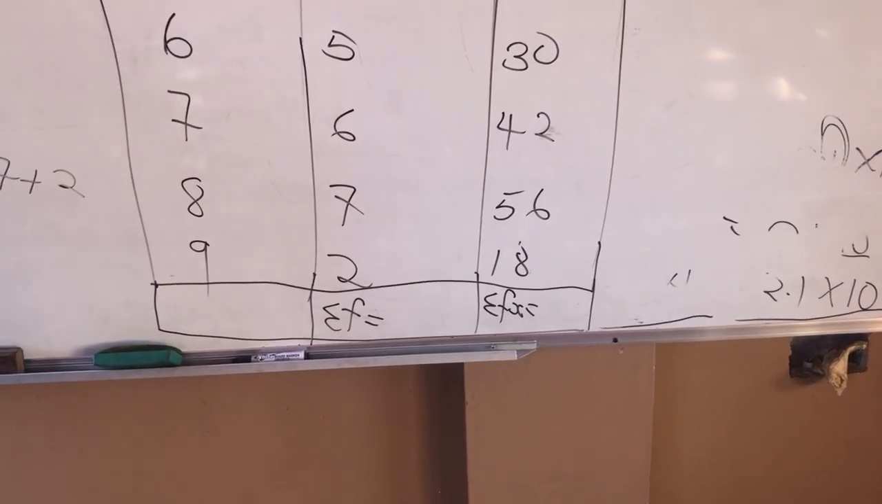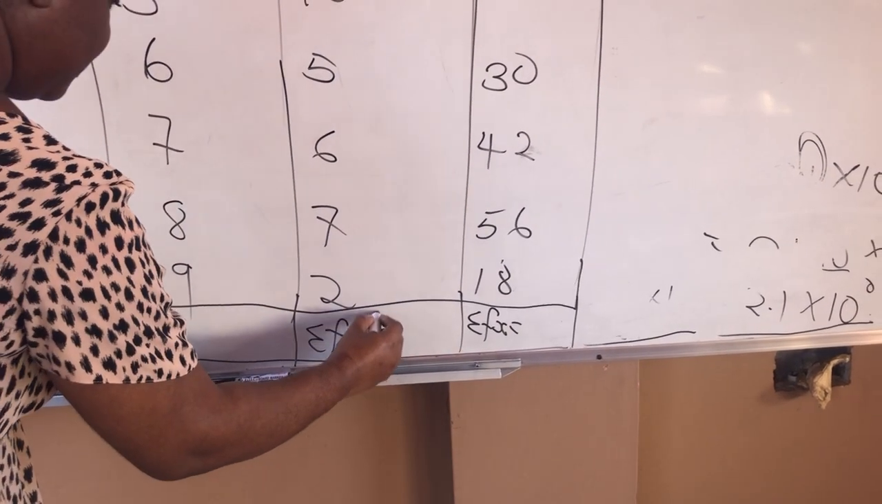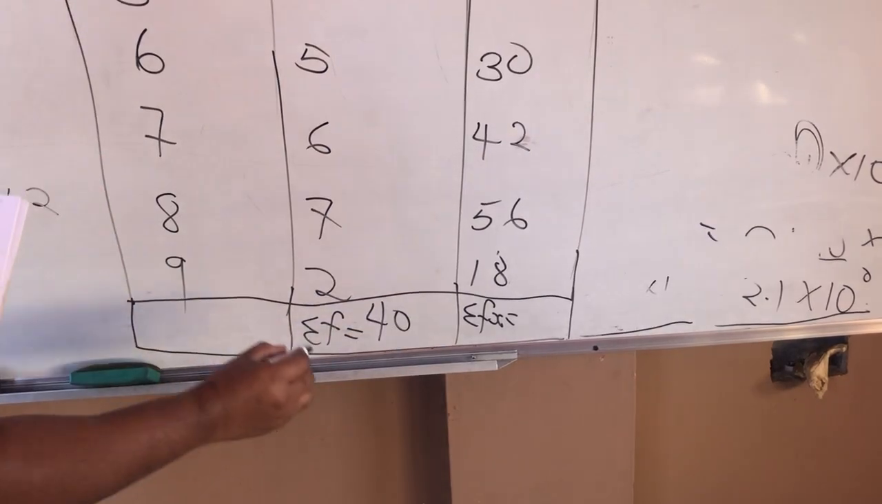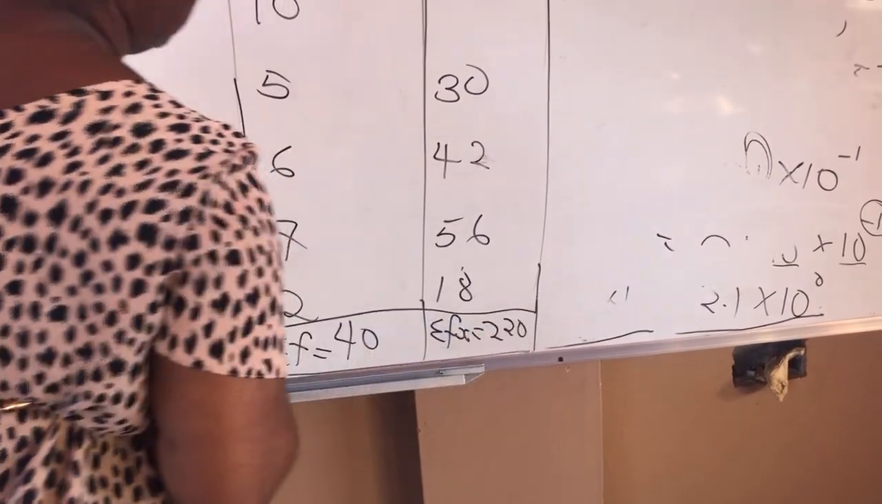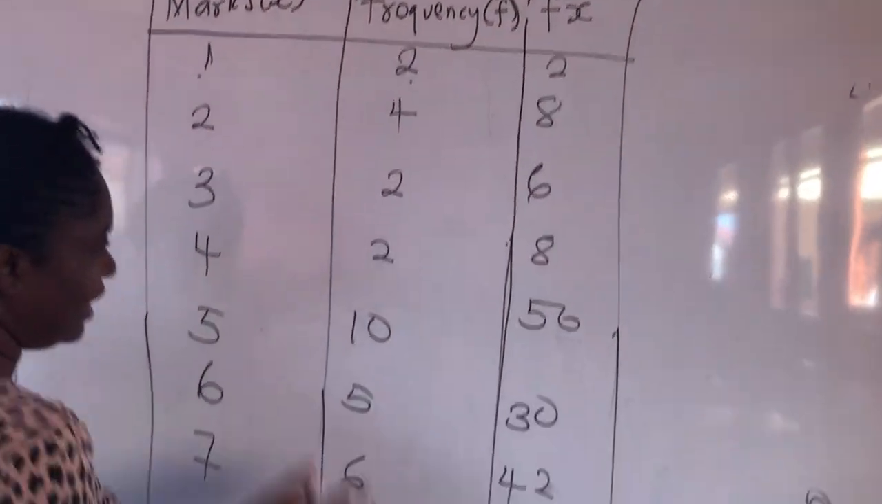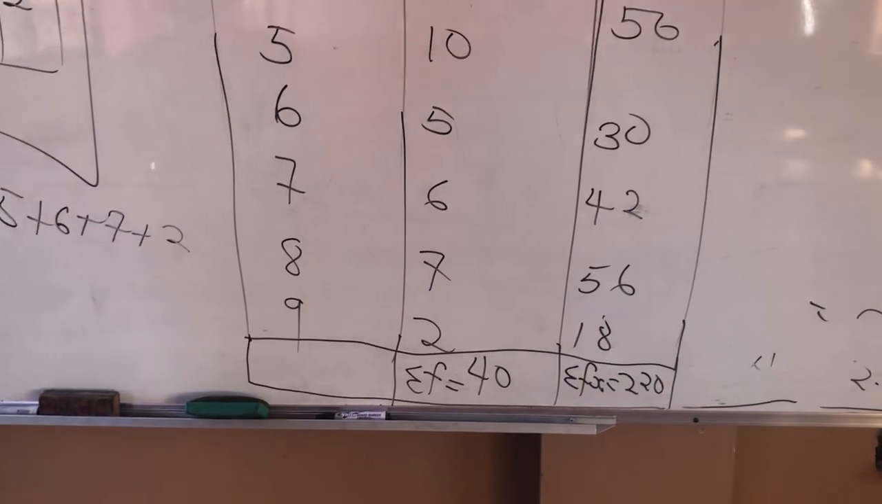So when you do your total, your sigma F is 40. And your sigma Fx is what? 220. So I added all of this and I added all of that. So now we have come to answer the third part of the question.